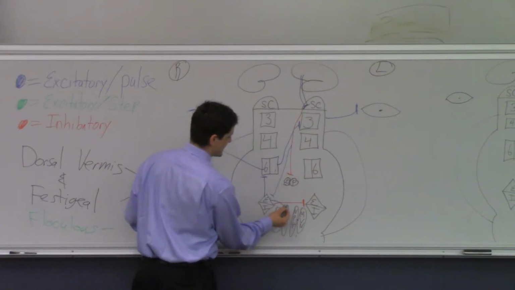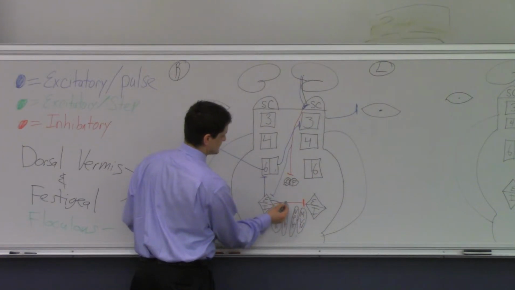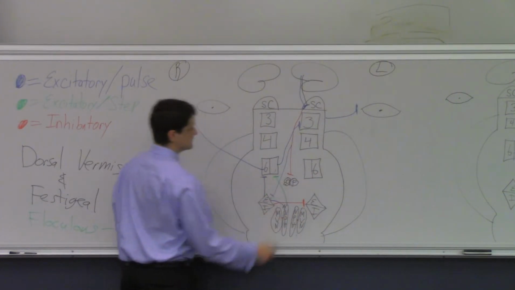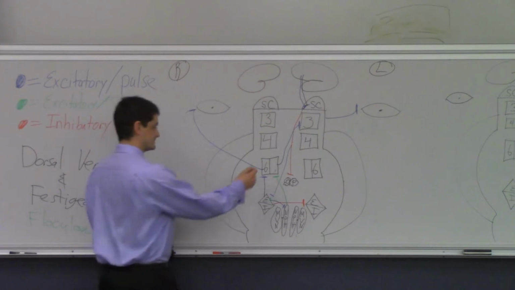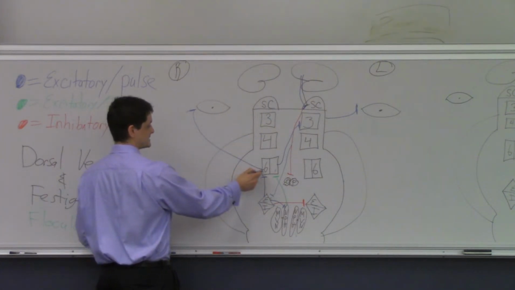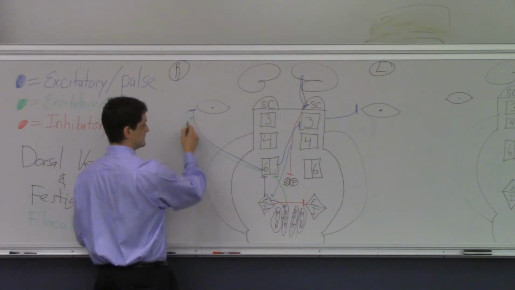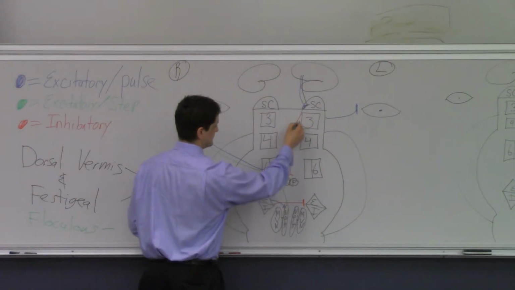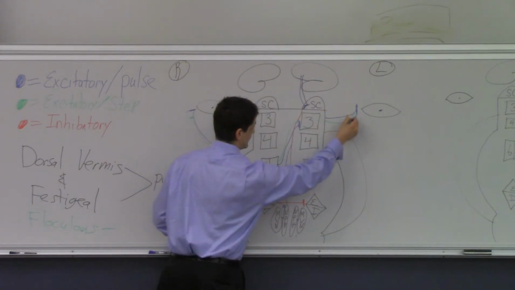Once it does that, it's going to send that signal to 6, so it says, hey, give this much stimulus to hold the eyes where they're at.